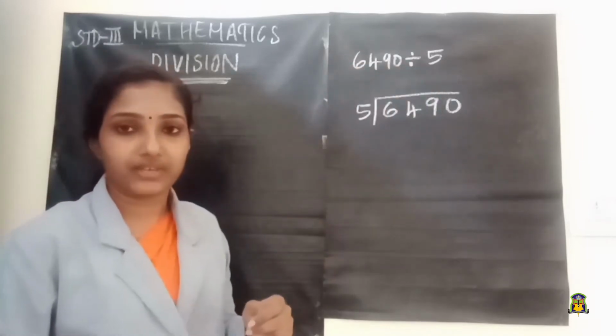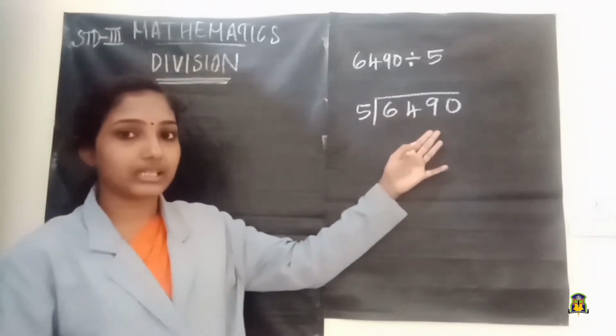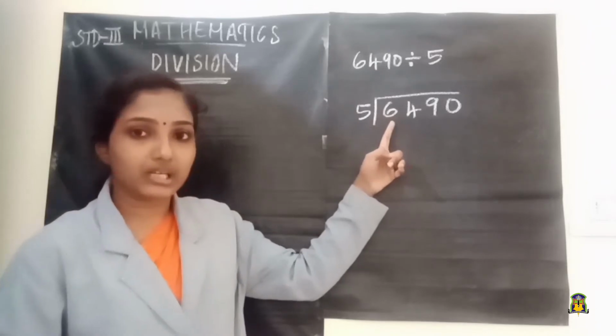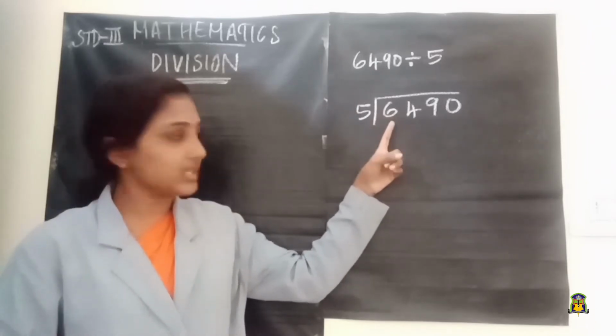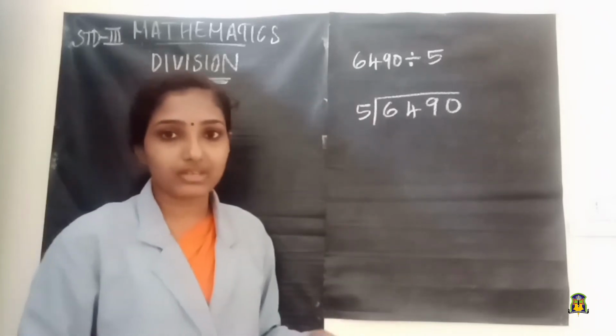Okay. Moving to our next question, and here it is 6490 divided by 5. Okay. And look, our dividend is 6490 and the divisor is 5. Okay. So to start our division, we will look at our first digit, right? So it is 6 here. So 6 is greater than 5. So we can do our division.